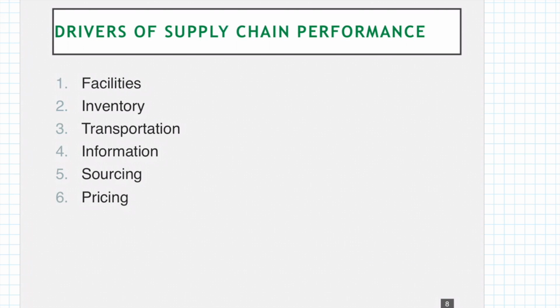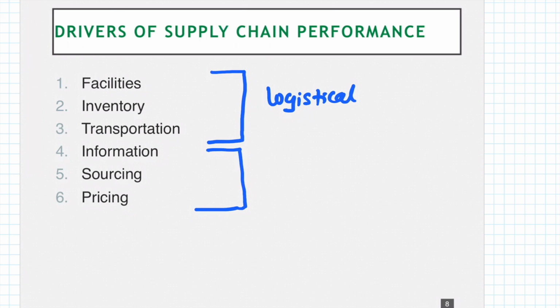So supply chain performance in terms of responsiveness and efficiency is impacted by the following 6 drivers. We can categorize these into 2 major categories: first 3 logistical, and next 3 as cross-functional drivers.